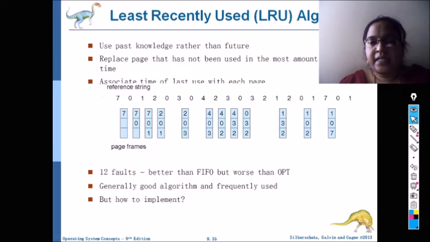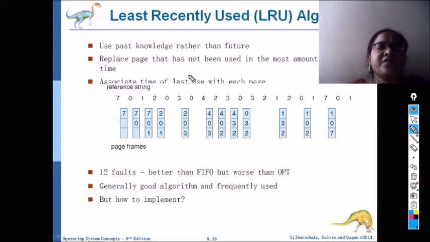Now the next algorithm is least recently used. What is the criterion of this algorithm? It uses past knowledge rather than future, so it is working in the opposite direction to the optimal algorithm. Instead of searching the future, we are searching the past. Replace the page that has not been used for the most amount of time.